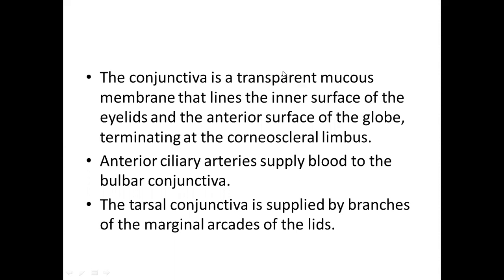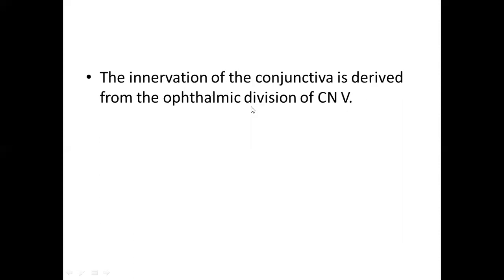In the course of the presentation, I'm going to talk about the different parts of the conjunctiva, so don't be worried when you hear bulbar conjunctiva. The anterior ciliary artery supplies blood to the bulbar conjunctiva. Then the tarsal conjunctiva is supplied by branches of the marginal arches of the lids. Next slide, please. And it is innervated by the ophthalmic division of cranial nerve 5. So there's a picture.